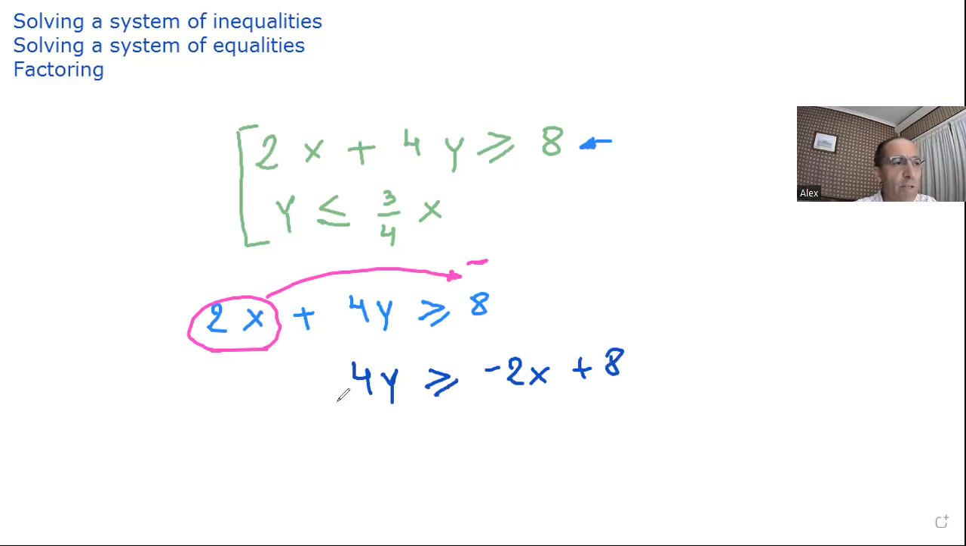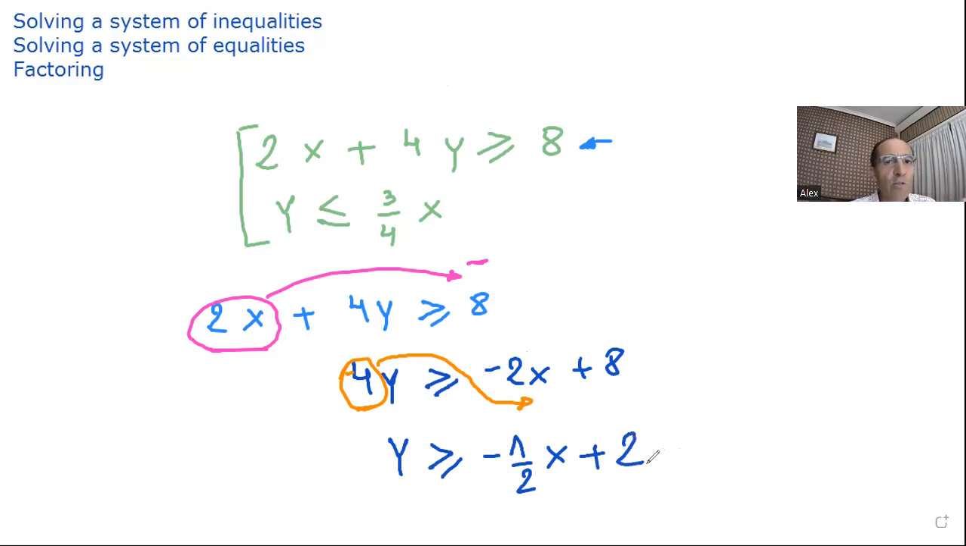And the next thing would be to get rid of this 4 that is multiplying the y. So we would divide both sides of the inequality by 4, and that would be as taking this 4 to the denominator. Finally, we will get y is greater or equal to minus 1/2 of x plus 2, because 2 divided by 4 is 1/2, and 8 divided by 4 is 2. And that would be solving the first inequality with respect to y.